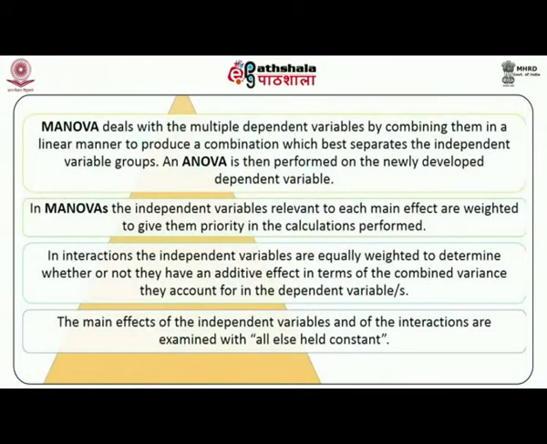MANOVA deals with multiple dependent variables by combining them in a linear manner to produce a combination which best separates the independent variable groups. An ANOVA is then performed on the newly developed dependent variable. In MANOVA, the independent variables relevant to each main effect are weighted to give them priority in the calculations performed. In interactions, the independent variables are equally weighted to determine whether or not they have an additive effect in terms of the combined variance they account for in the dependent variables.